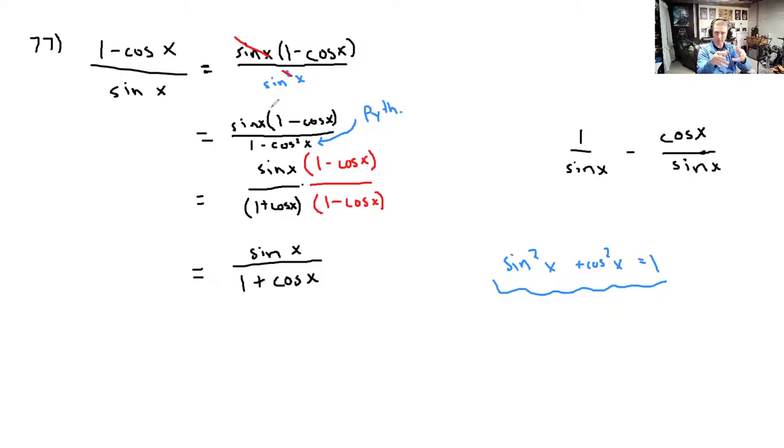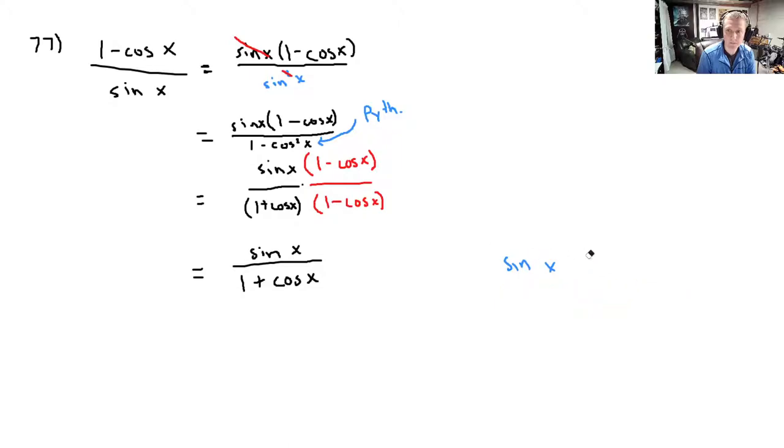Okay, so I saw that 1 minus cosine x, so let me introduce it using some of the tools that I have, which are multiplication by 1. So, enough of that. Questions on this one? If not, we'll move on. We've got time for one more.